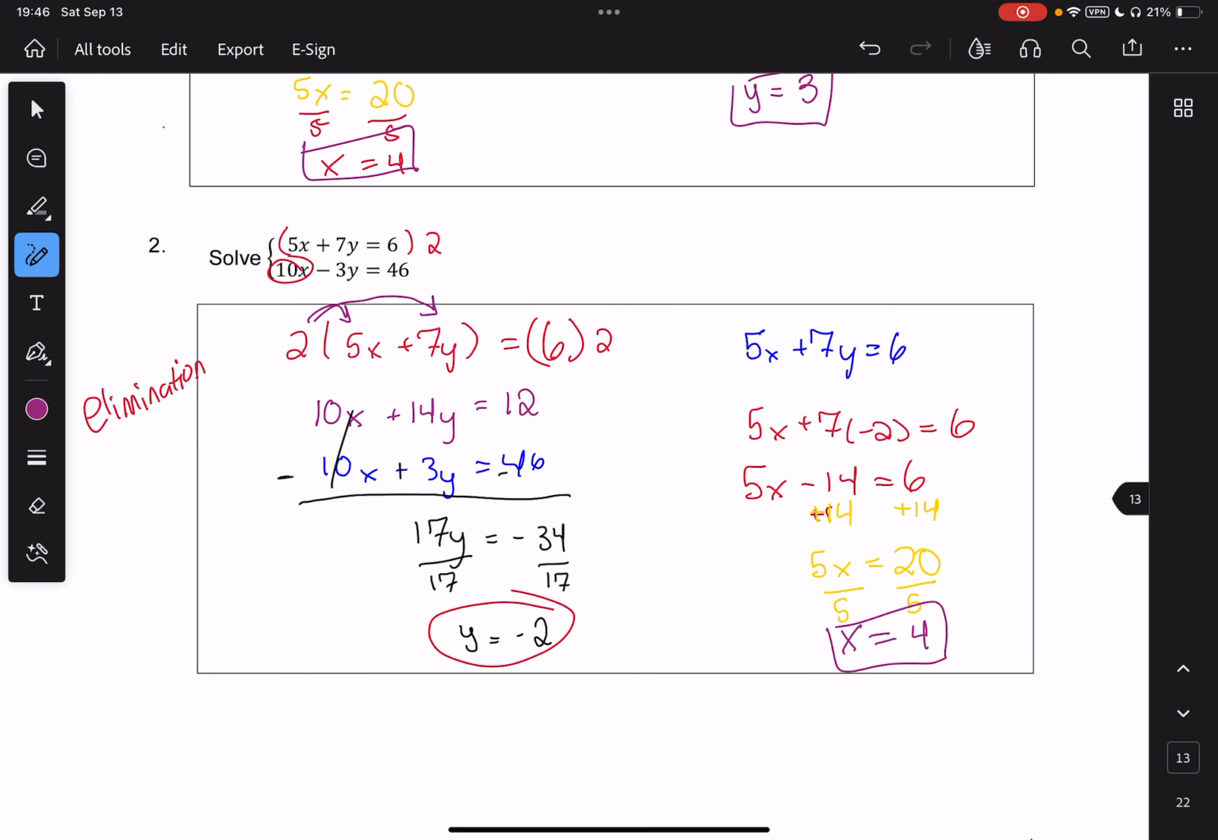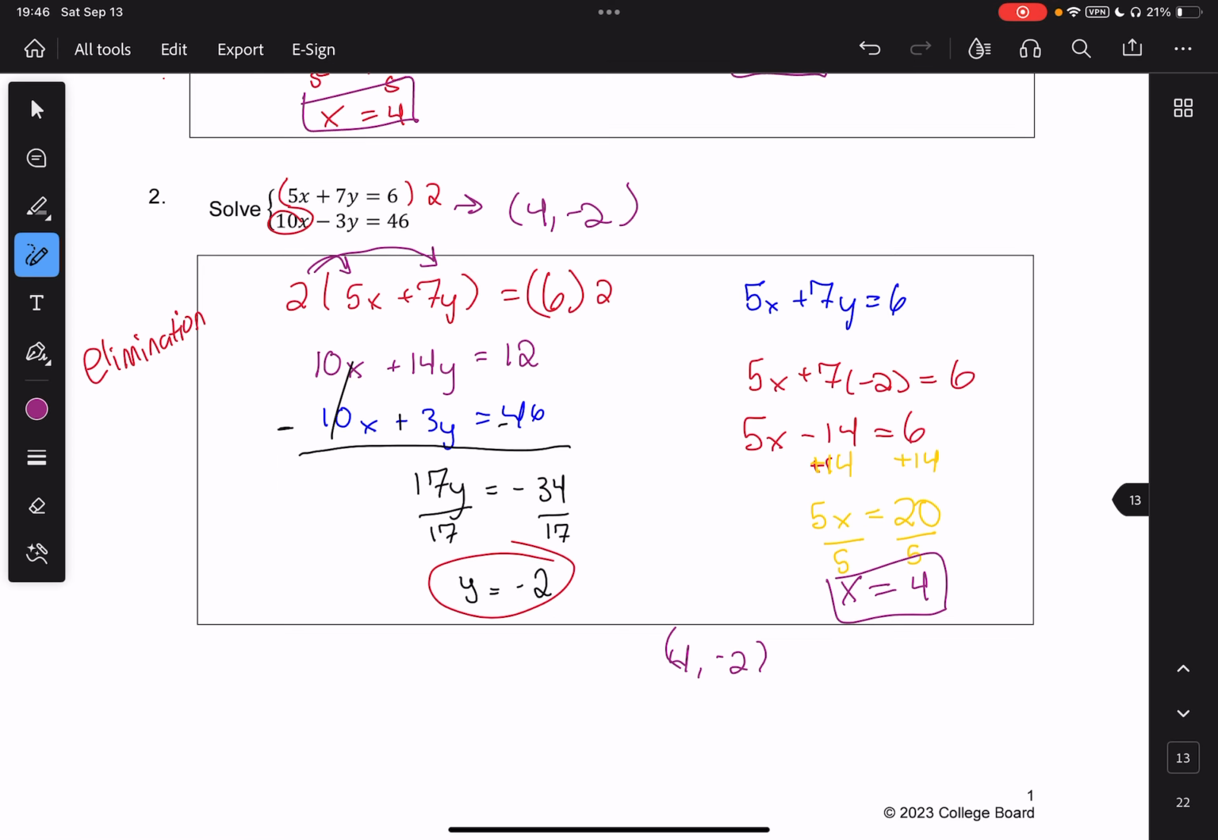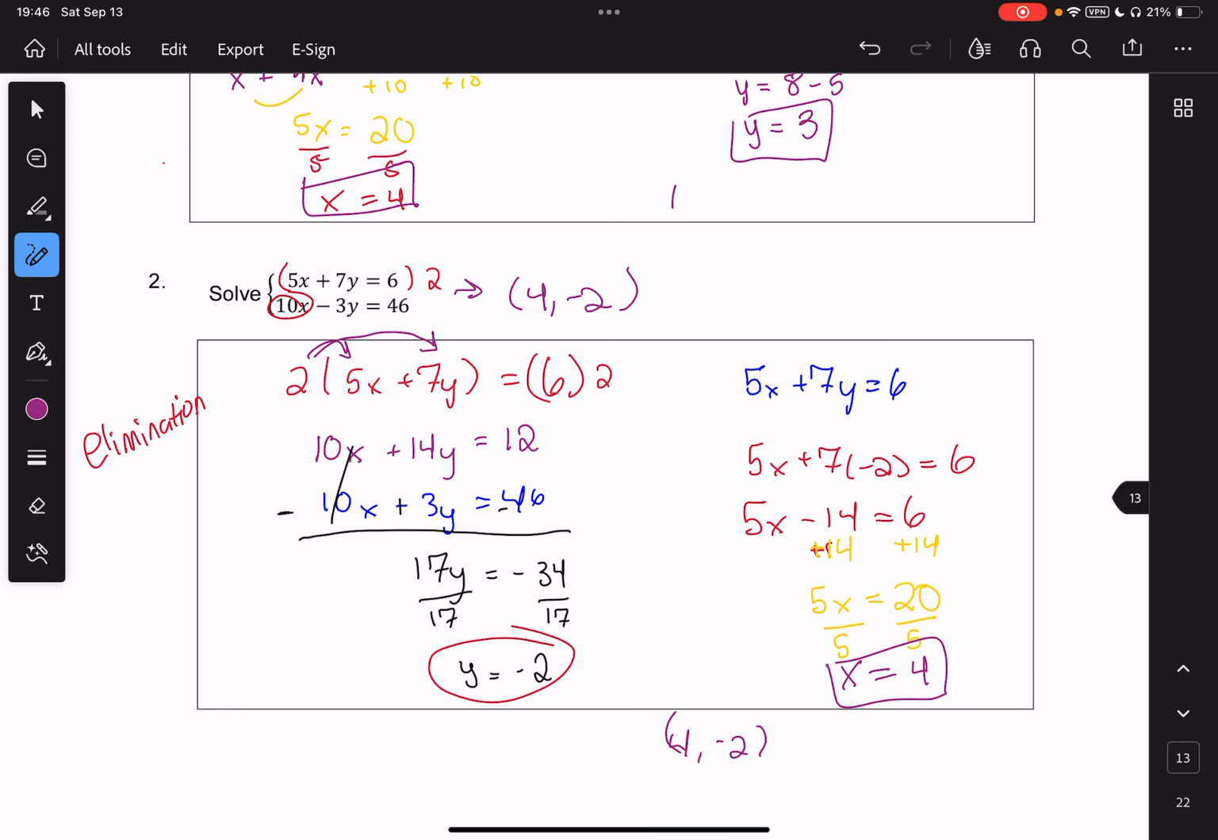And the way we write our answers, we want to write them in coordinates, because that is the coordinates for this. 4, negative 2. Okay. And then above, we write it 4, 3.